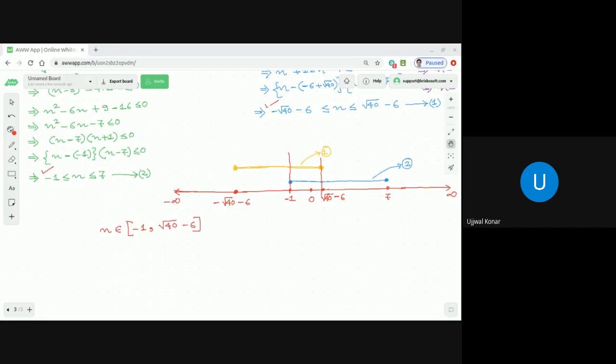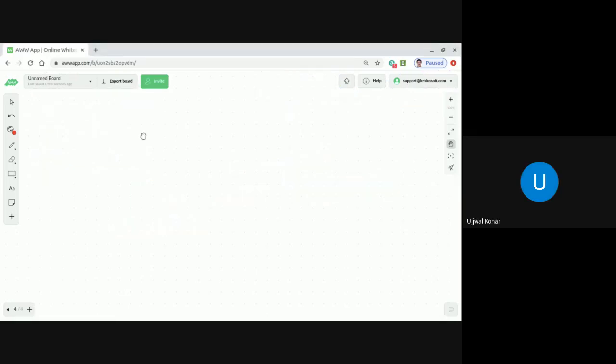And here is the question. The question is to find the value of k. Find the value of k. You can also do along with me.